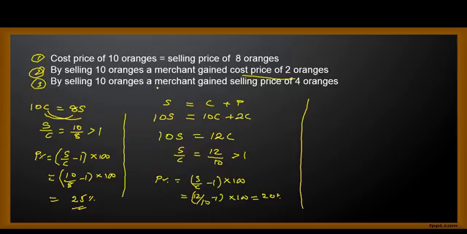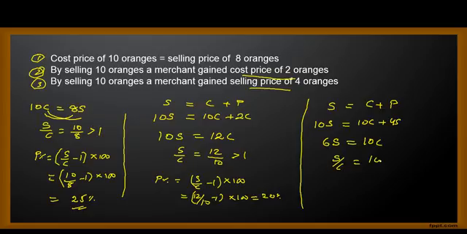By selling 10 oranges, a merchant gained the selling price of 4 oranges. We know that selling price is equivalent to cost price plus profit. 10 oranges are transacted. If the selling price of 10 oranges equals the cost price of 10 oranges, there is no loss, no profit. But he gained the selling price of 4 oranges, so profit is nothing but 4S. Send this 4S to the left hand side, so it becomes minus 4S. So 6S is equivalent to 10C. So S by C equals 10 by 6.